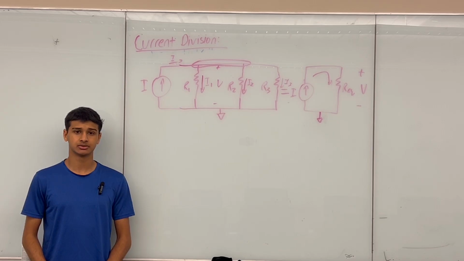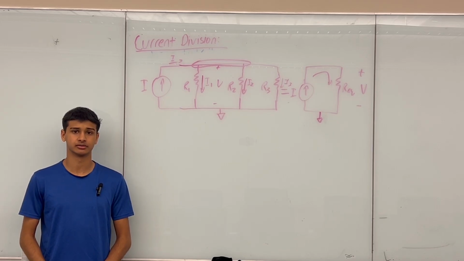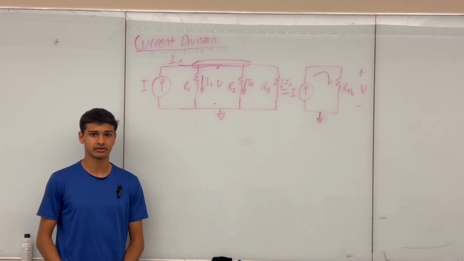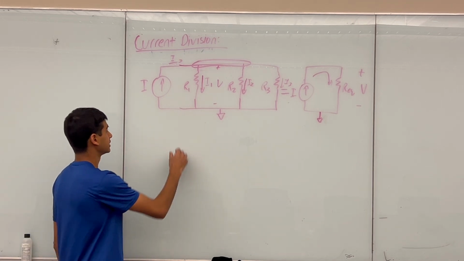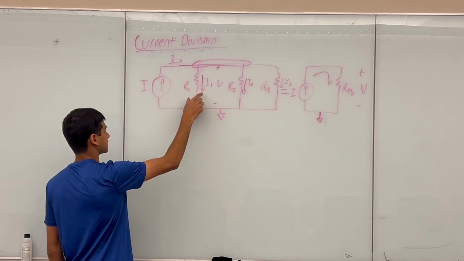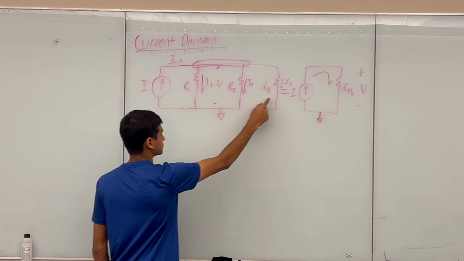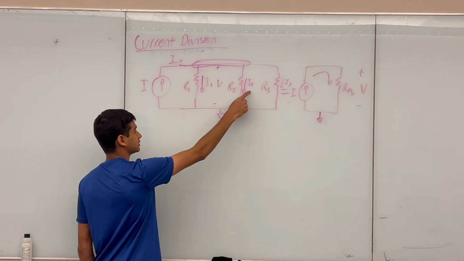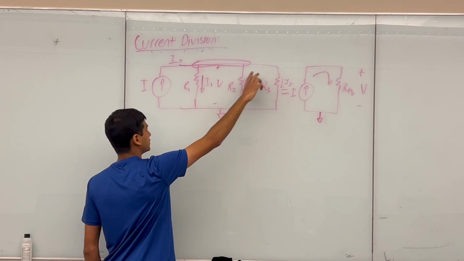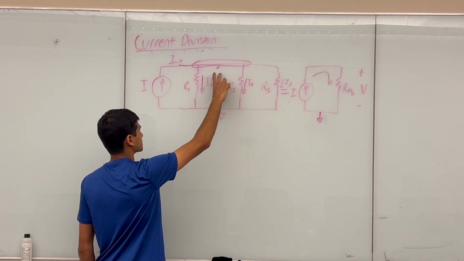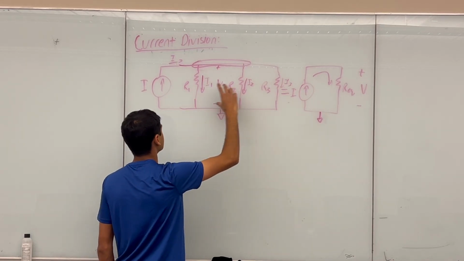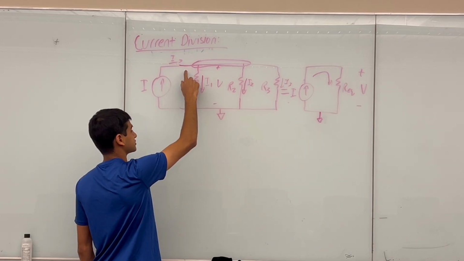In this part of the video, I'm just going to be deriving the current division formula. In order to do that, I've written out these two diagrams, which are equivalent. I have a current source I that's applying current to R1, R2, and R3 with currents I1, I2, and I3. All three of these resistors have a voltage V across them, and that makes sense because they're all in parallel. And then I is being supplied here, as you can see.